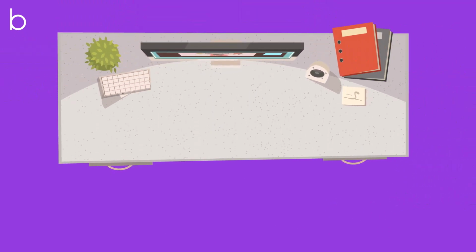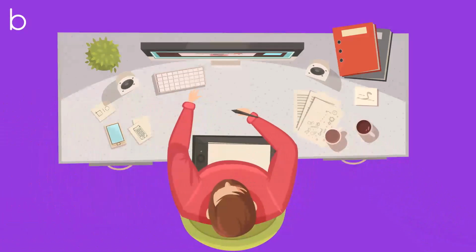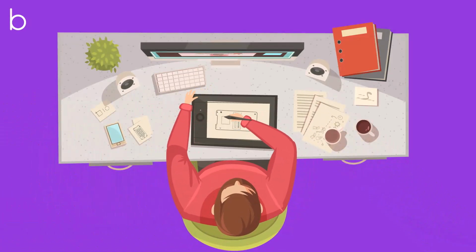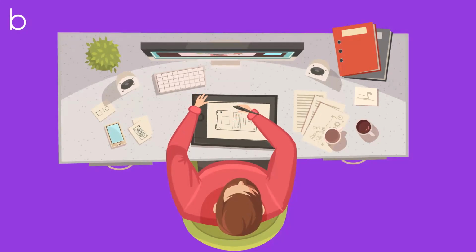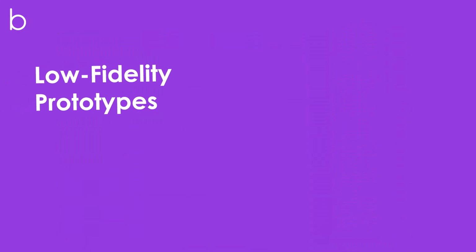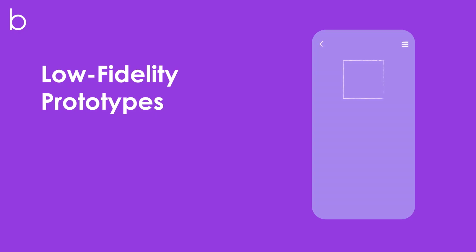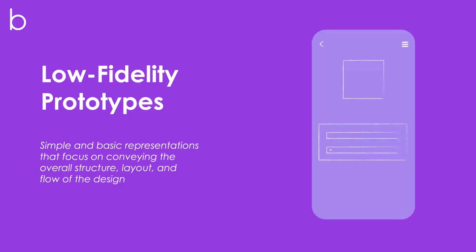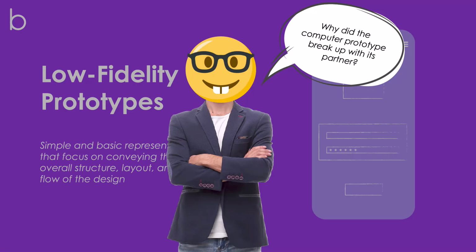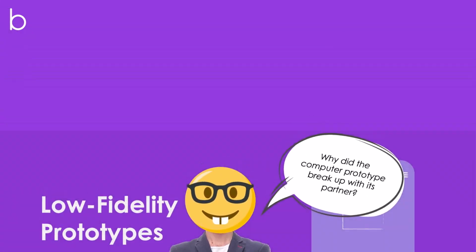Prototyping can be done at various levels of detail, depending on the stage of the design process and the specific goals of the prototype. Here are the common levels of detail in prototyping. 1. Low-fidelity prototypes. These prototypes are simple and basic representations that focus on conveying the overall structure, layout, and flow of the design. They are typically created using low-tech tools like paper, sketches, or digital wireframing tools. Low-fidelity prototypes are useful in the early stages of design for quick ideation, exploration, and feedback gathering.